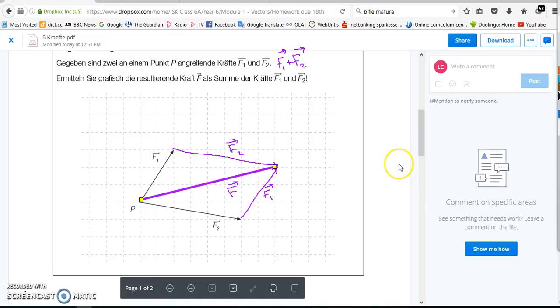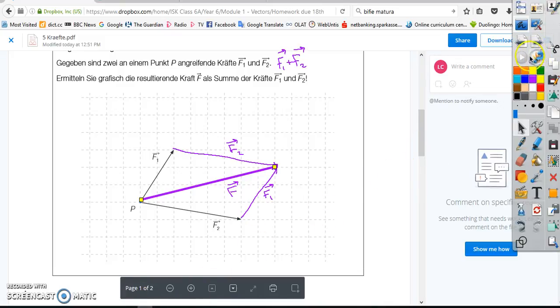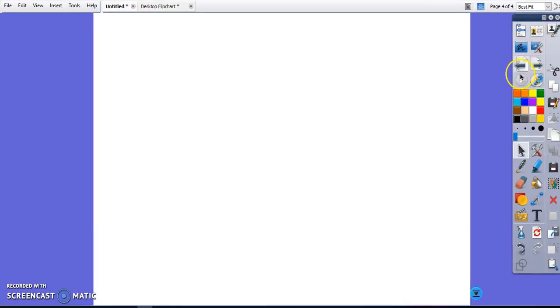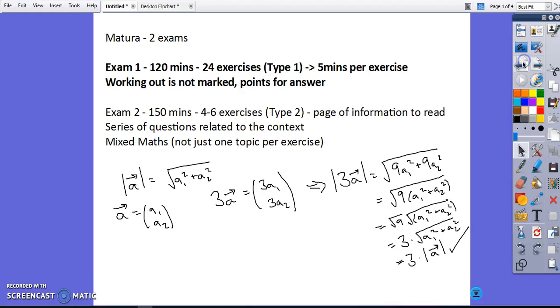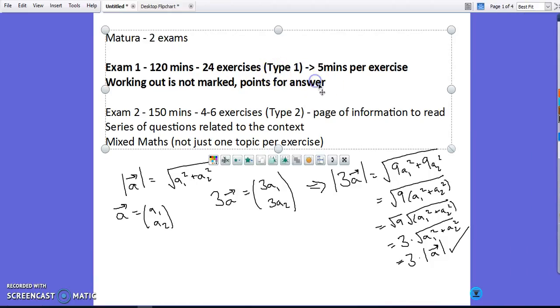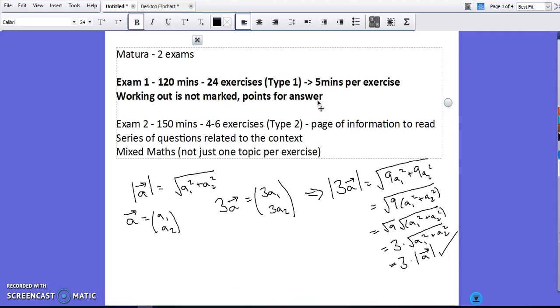One thing that I didn't mention in the first video, when I was talking about the format and different things, was what you need to do to pass the exam. So in the first exam, you need to get 16 out of 24. So here a pass is 16 out of 24 points.